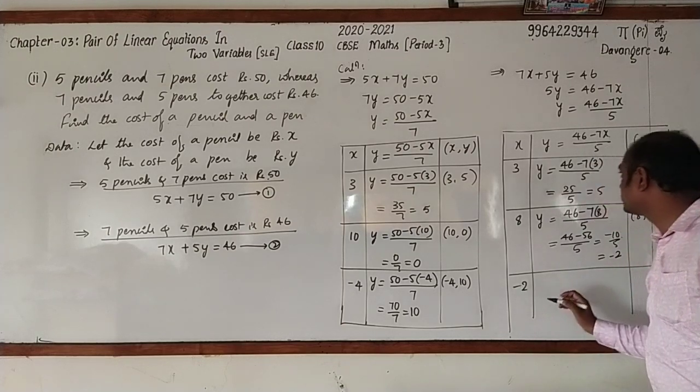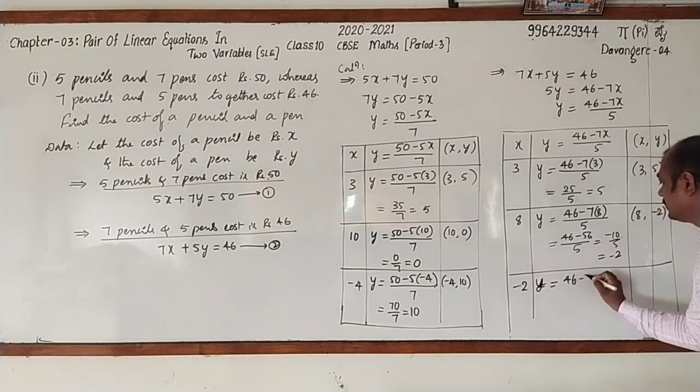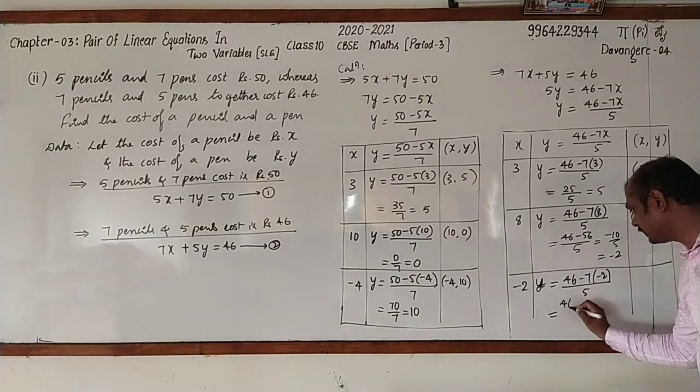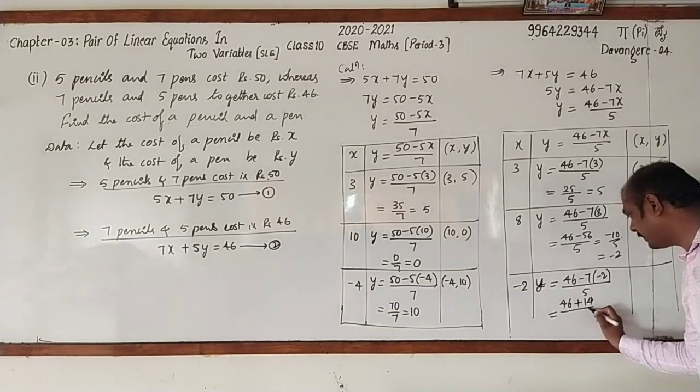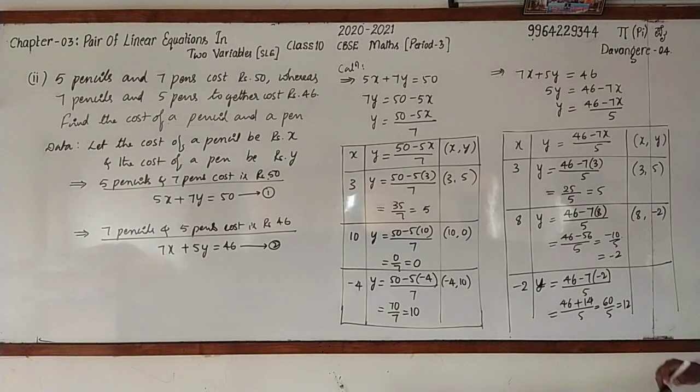I take minus 2. Then y is equal to 46 minus 7 into minus 2 whole divided by 5, which is equal to 46 plus 14 by 5. This is equal to 60 by 5, which is 12. When x is minus 2, y is 12.